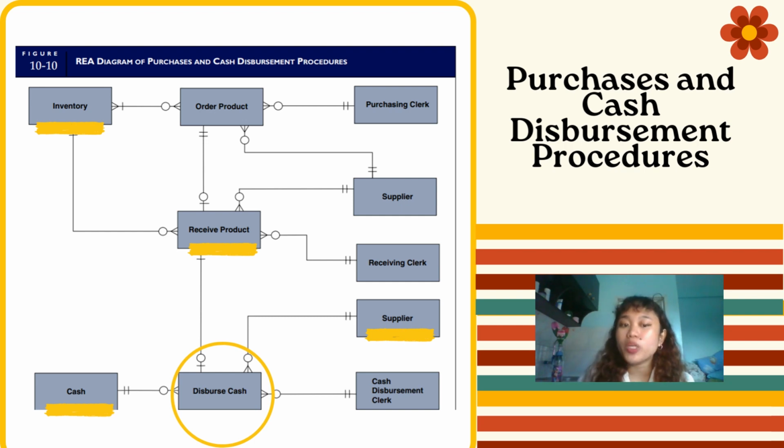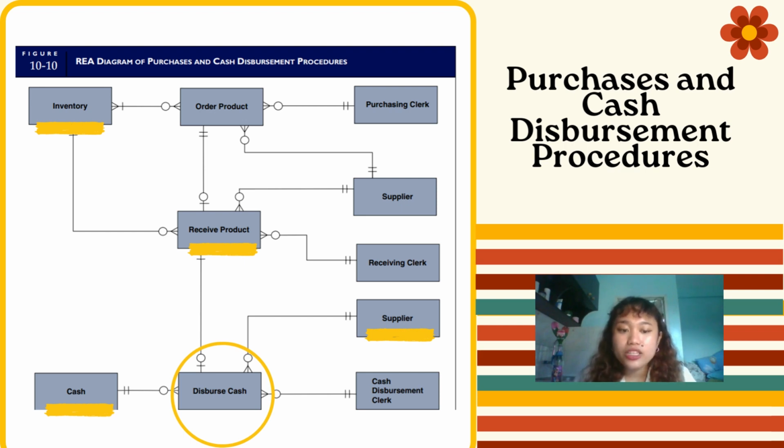Fourth, one-to-many with received product. This association implies that each receipt of products, or received product event, is paid in full. There are no partial payments for one receipt, but the store can combine multiple receipts into a single payment to reduce the number of checks they write. It's like paying several bills with one big check.